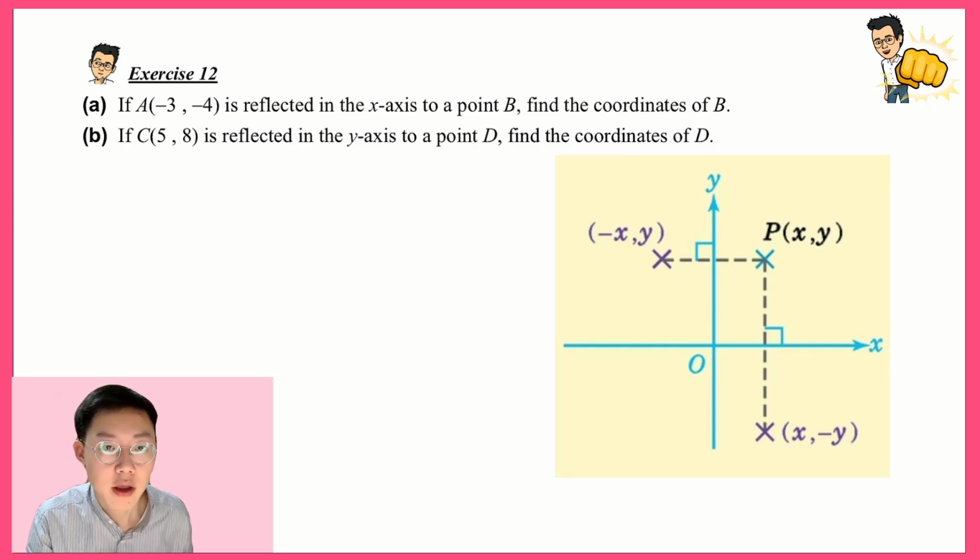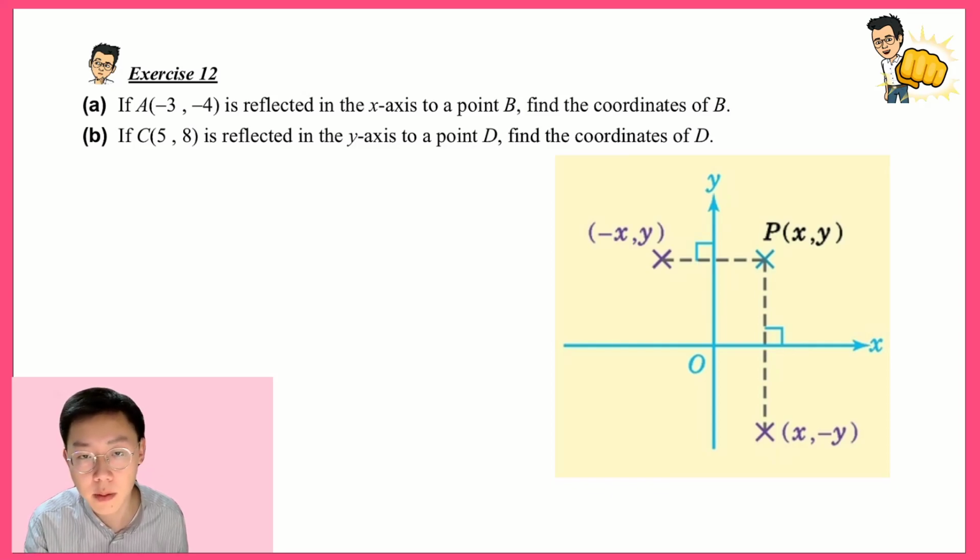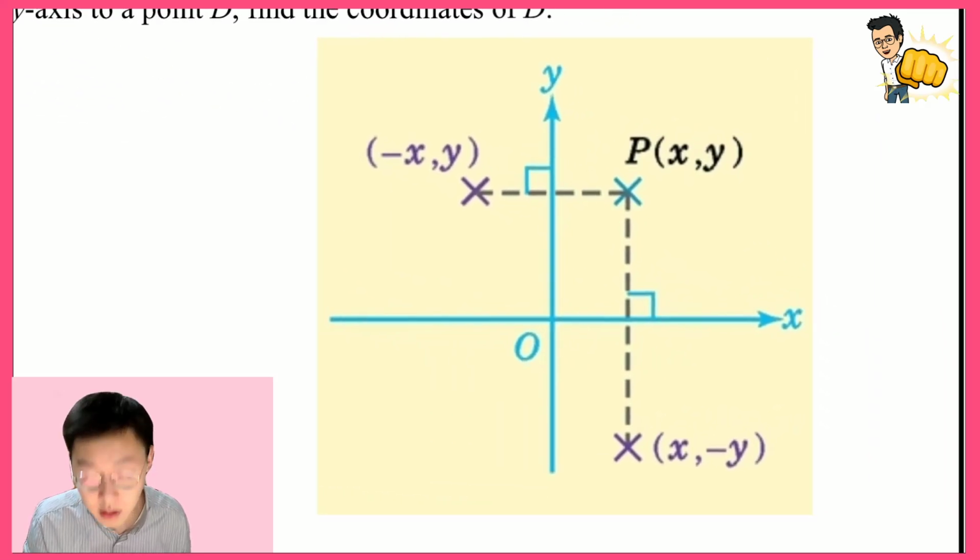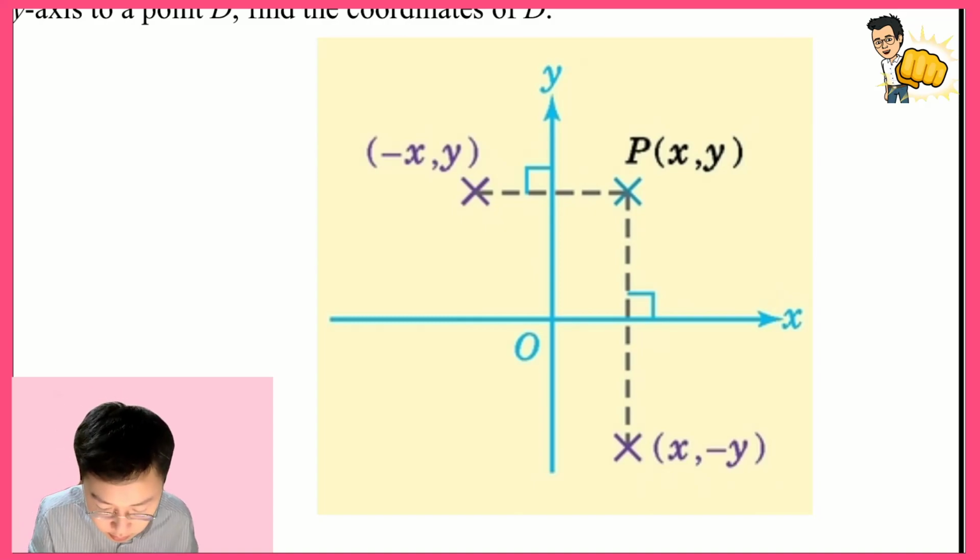Okay everyone, so now it's time for exercise 12. Because this question relates to the concept of reflections, I want to go over reflections with you. Here you can see I give you the rectangular coordinate plane, and we also have point P. The coordinates for point P are x and y, it is here.